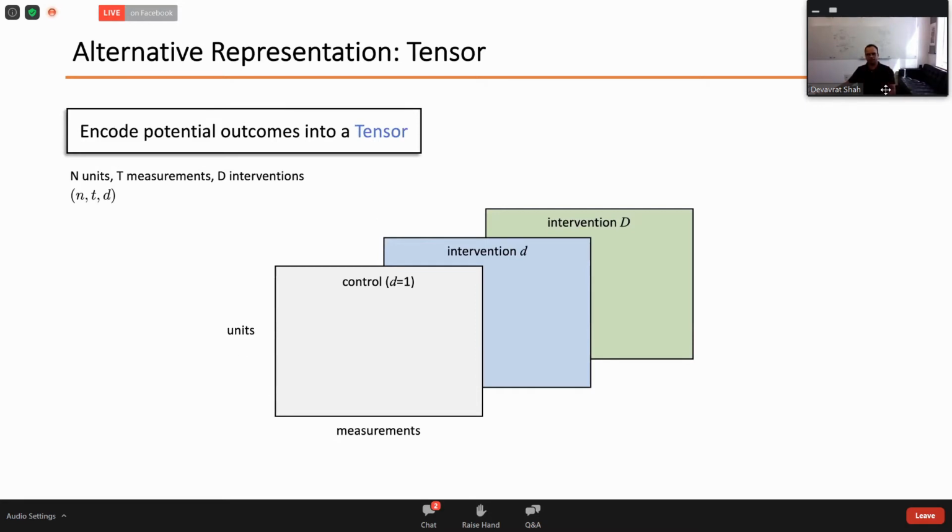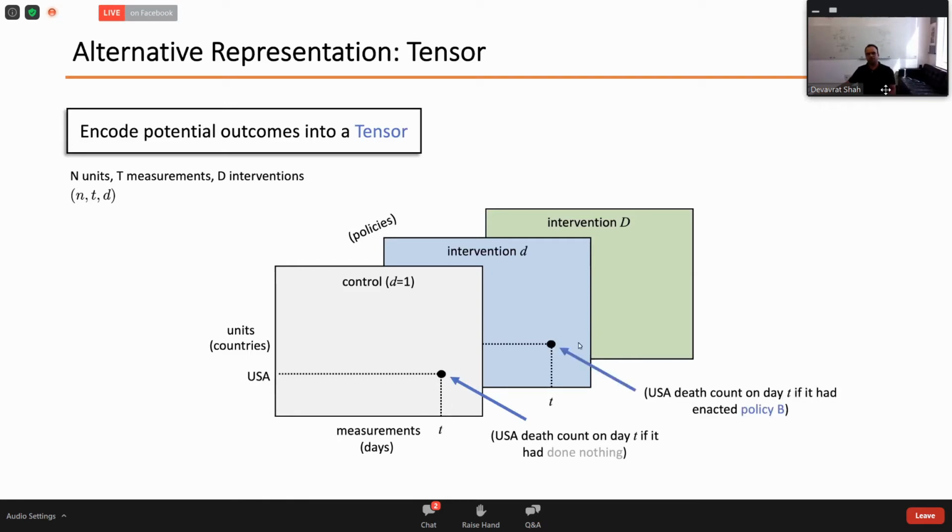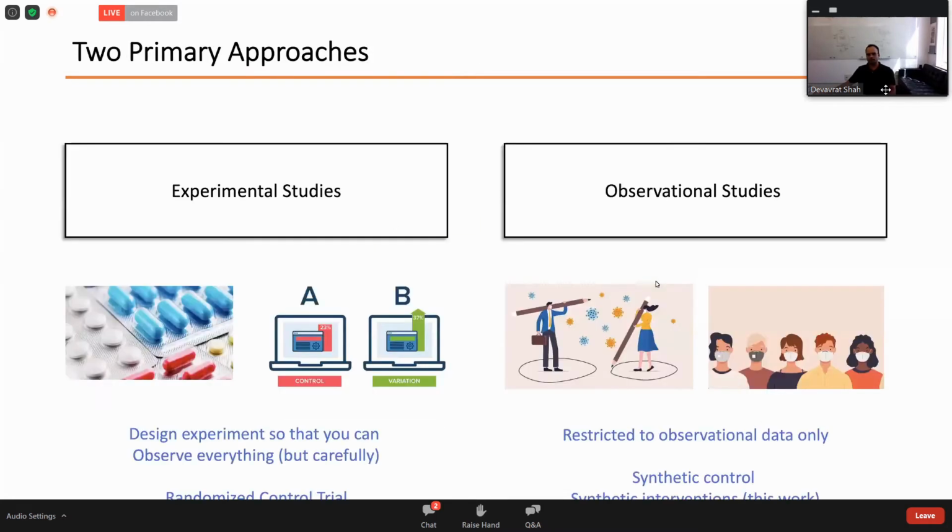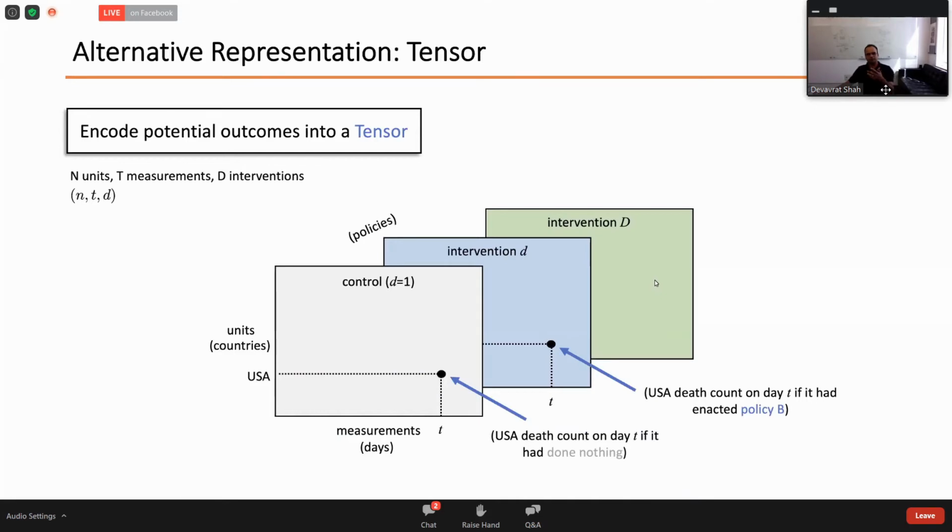For example, this point may represent the number of deaths observed in United States on day T. If we go laterally, then it would represent the number of deaths observed in United States at the same day T, but under a different policy, and so on. And this, in a sense, is what we observe. And of course, we don't observe the true underlying potential outcome tensor M, but a noisy version of it.